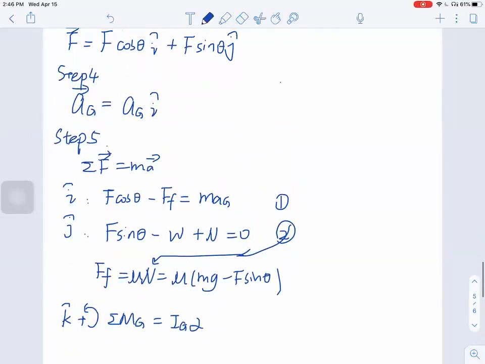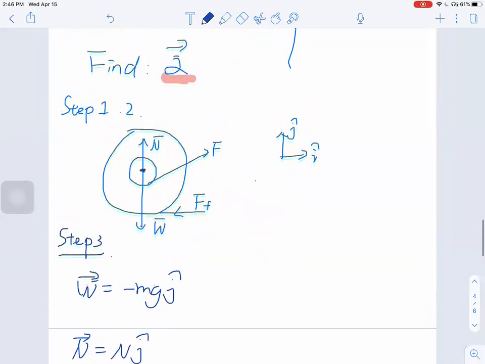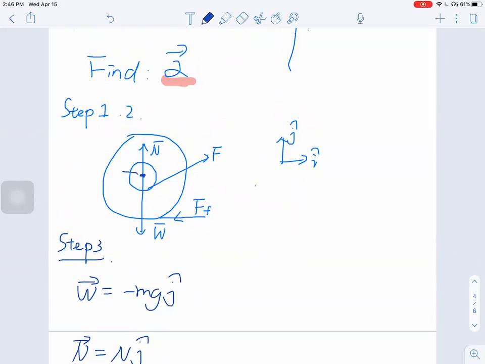Now let's find all the moments about G. Go back to your free body diagram. This is our G. All the forces that pass through G would not contribute to the moment. So we have this normal force and weight force, they both pass through point G, so we don't have to worry about these two forces. However, this F force and friction force will both cause moment about point G.